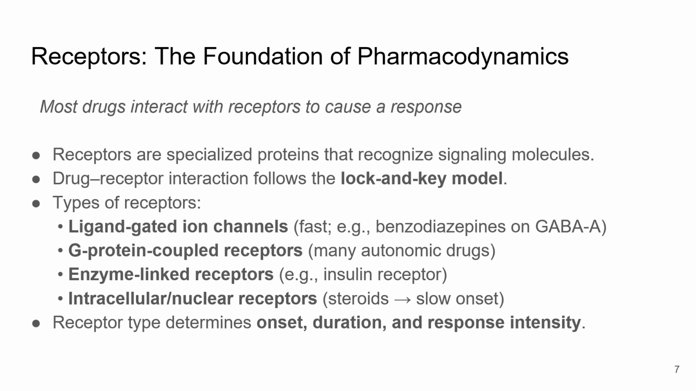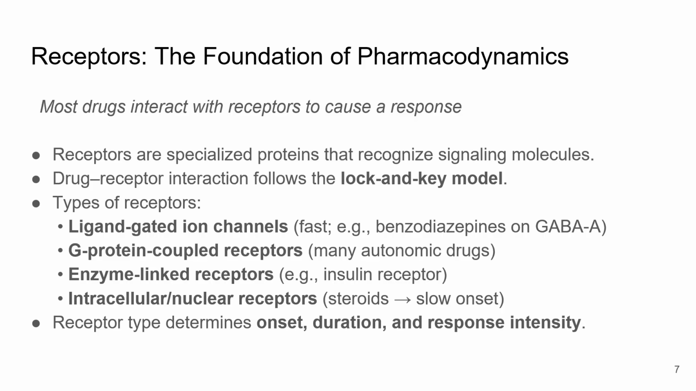Okay, so let's revisit receptors. As we said, most drugs produce their effects by interacting with receptors to cause a response. Receptors, again, are specialized proteins whose normal job, normal physiology, is to recognize signaling molecules in the body. These would be things such as neurotransmitters or hormones circulating throughout the body. When we introduce a medication, our medications work by essentially mimicking or blocking those normal signals.